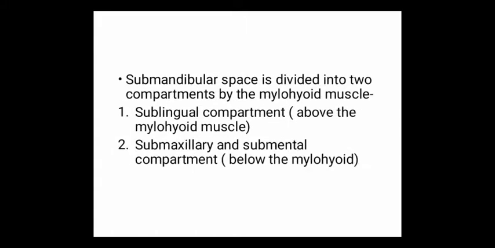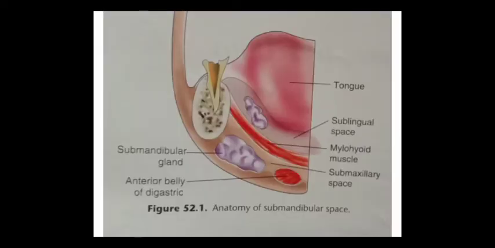Submandibular space is divided into two compartments by the mylohyoid muscle. The compartment which lies above the mylohyoid muscle is known as sublingual compartment, and the one which lies below the mylohyoid muscle is known as submaxillary and submental compartment. So here is the submandibular compartment. The mylohyoid muscle divides it into two spaces. Upper one is sublingual space and the lower one is submaxillary space.